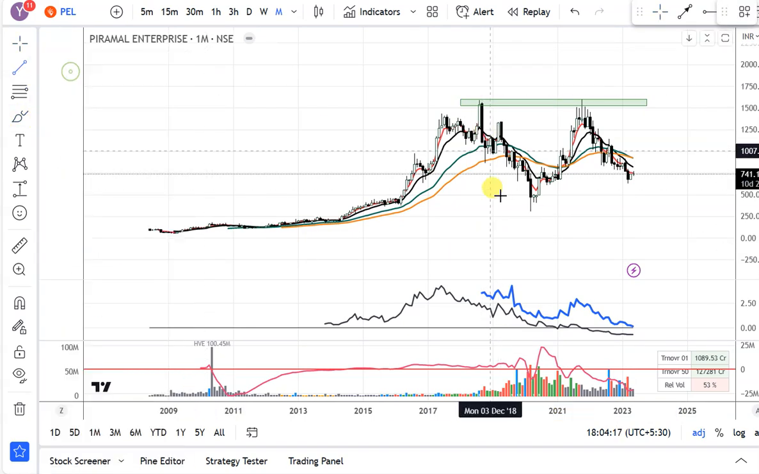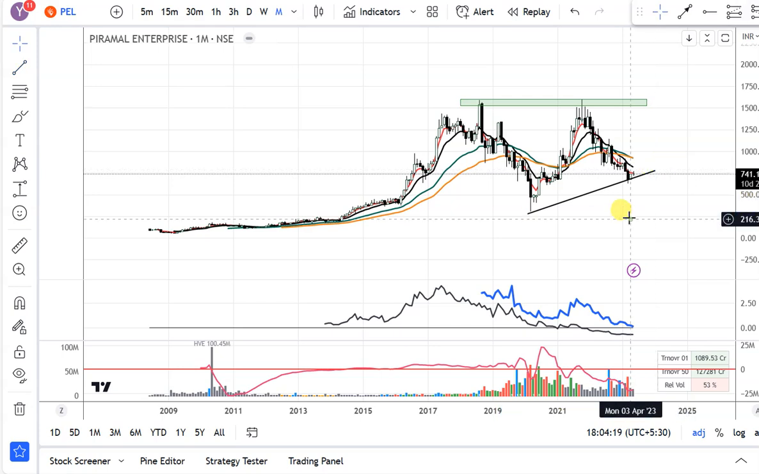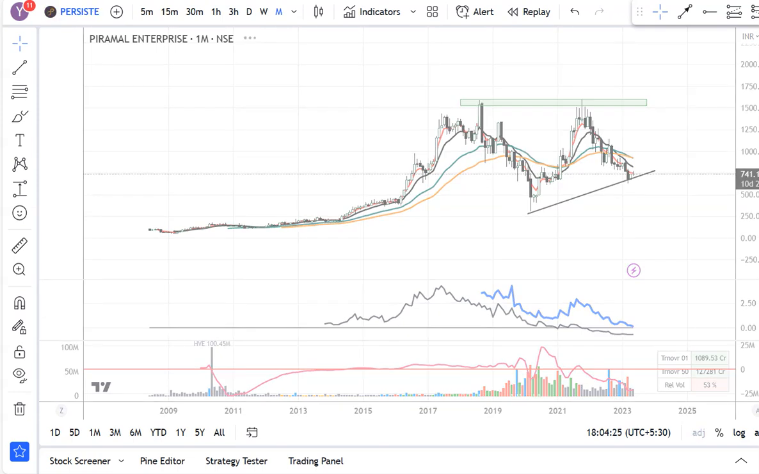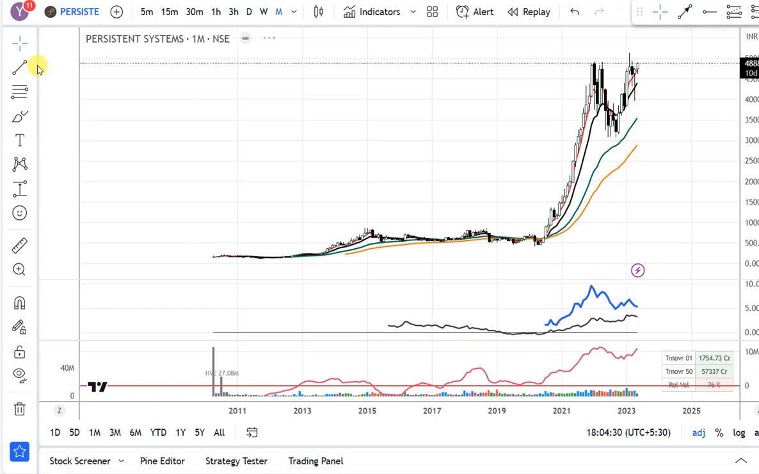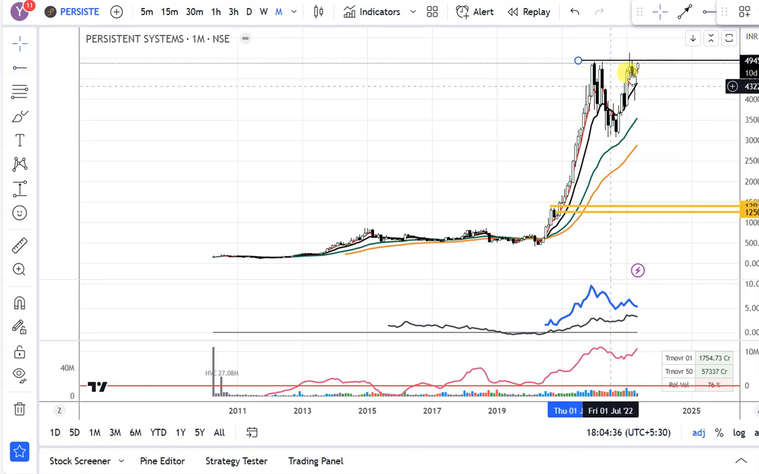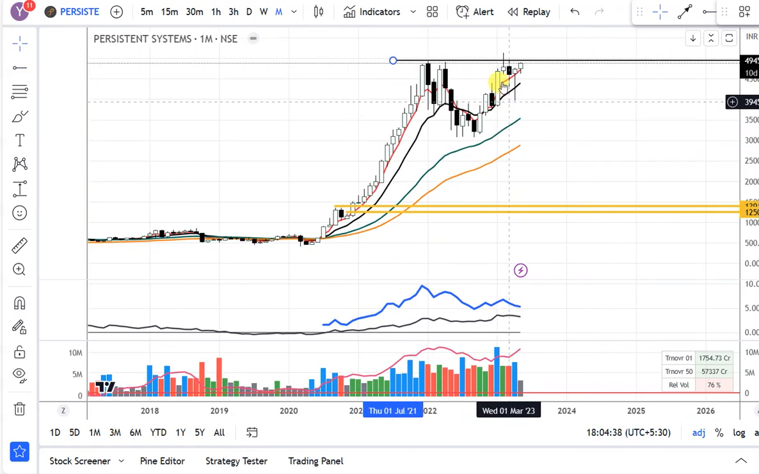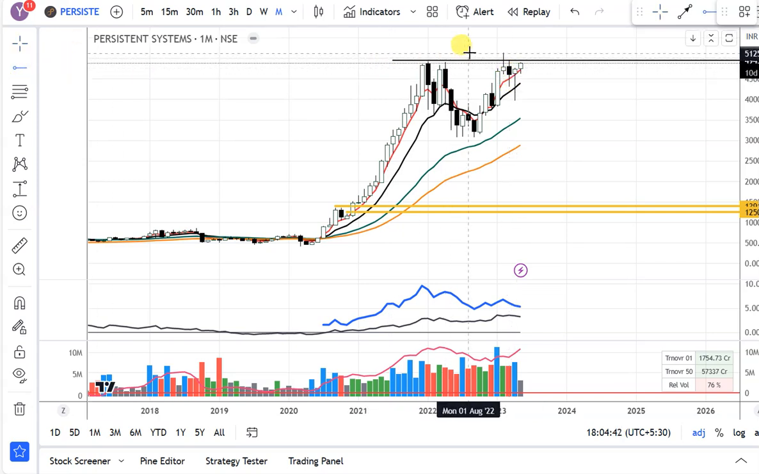Persistent, which is one of my favorite stocks. Right now, it got rejected near the all-time high once, then it got rejected twice. It is trying to show some potential for a rally, but until 5150 is breached, I don't see much of this rally happening. But I feel that if the IT sector performs a little better, it will breach that level.